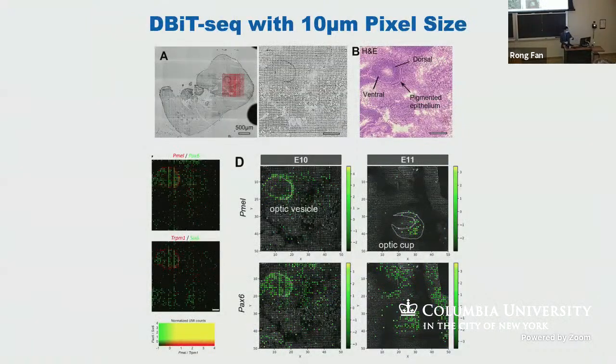Okay, so we also apply much smaller tissue pixel size to map a specific region of the mouse brain. I would say a random region, because we didn't know much about development at that time. We just put our device right here to map down this area of the tissue.